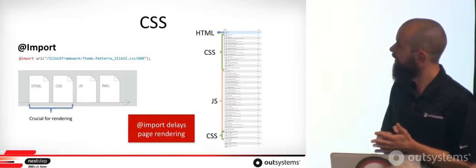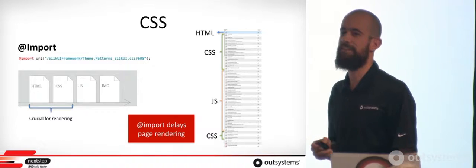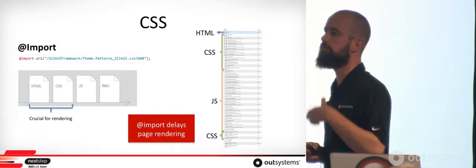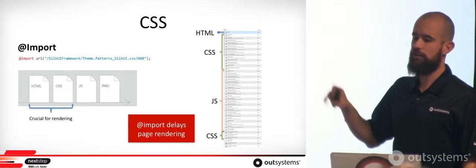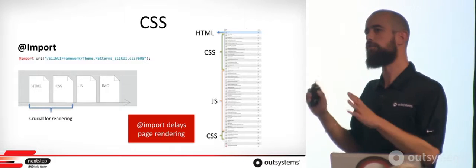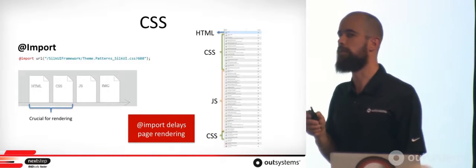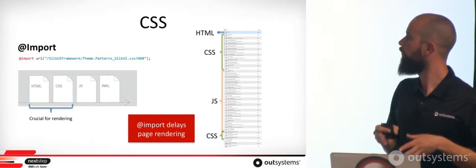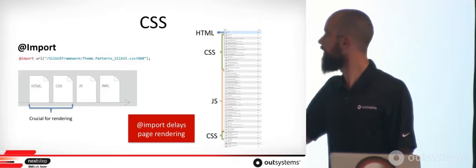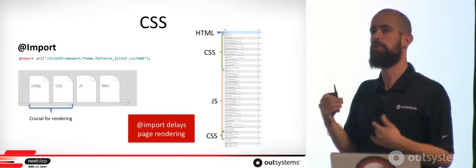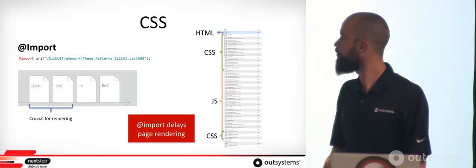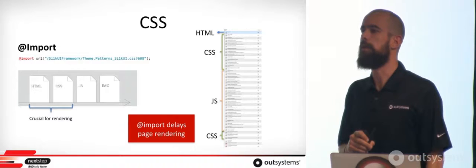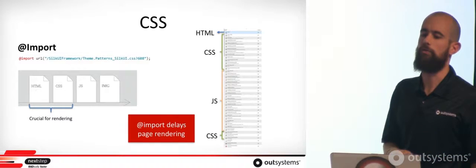Import. You have probably seen this a lot in our themes. Whenever our themes depend on each other, we are actually doing imports. And we are going to see why imports are bad in a moment. But first, what's crucial for the browser for rendering is the HTML and the CSS. That's why when downloading the files, the browser starts by downloading the HTML, then the CSS, then the JavaScript, and only finally the images. That's the order in which it tries to download the files.